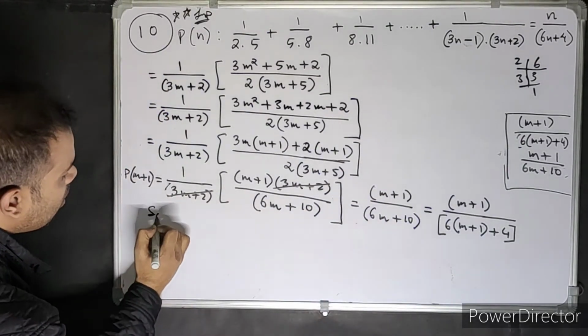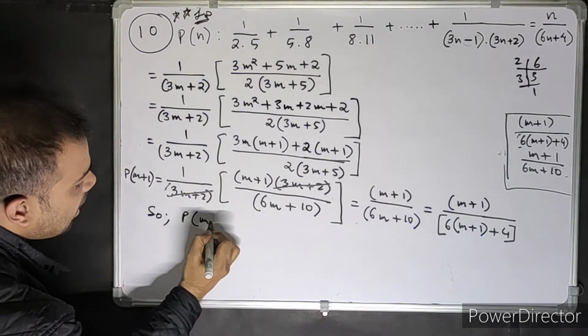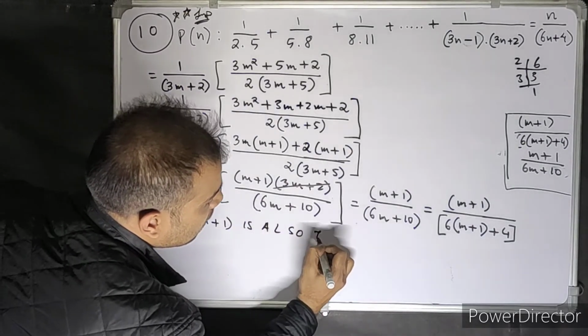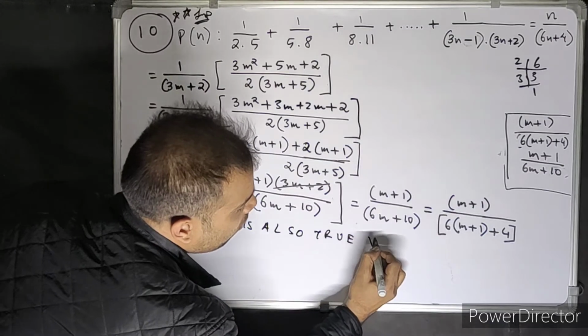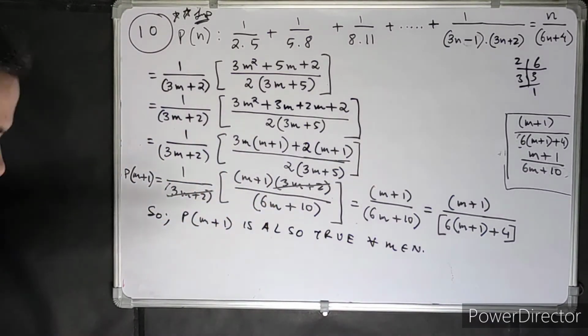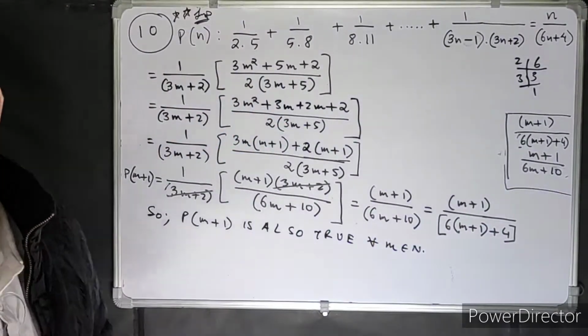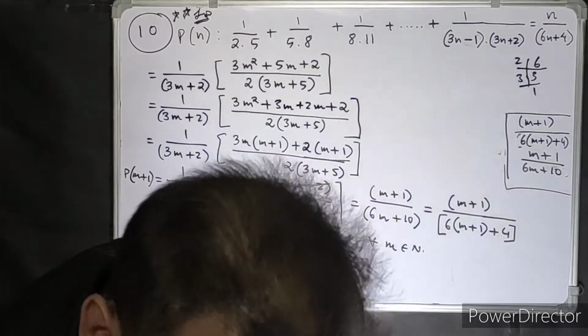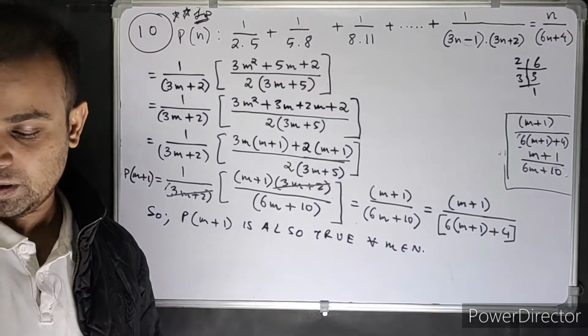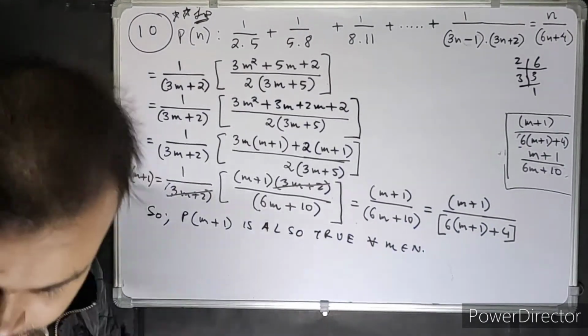Okay. So P of m plus 1 is also true for all m belonging to natural numbers. Your question is over. You have got 4 marks for this question. If you do this question, you will get 4 marks. Question number 11. Let's go on to question number 11.